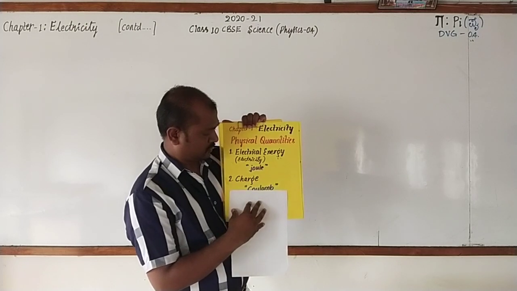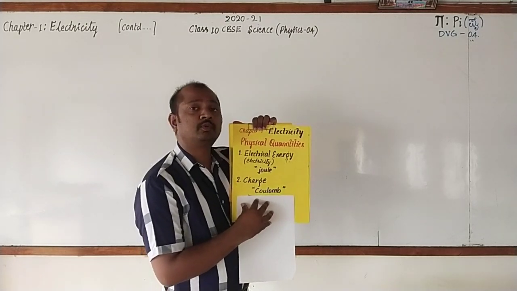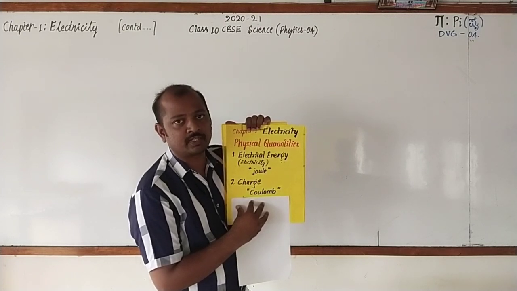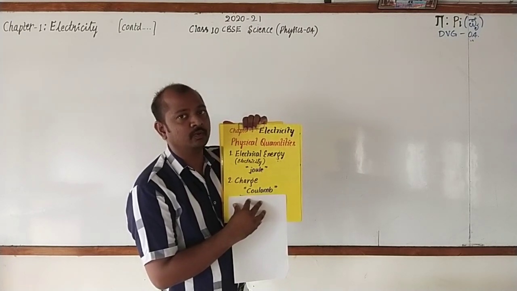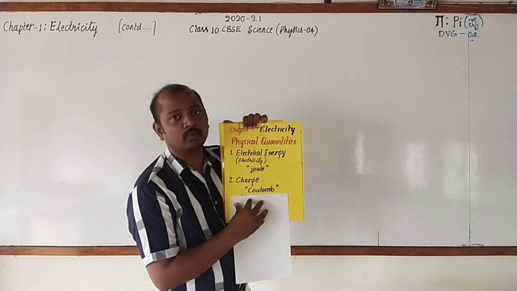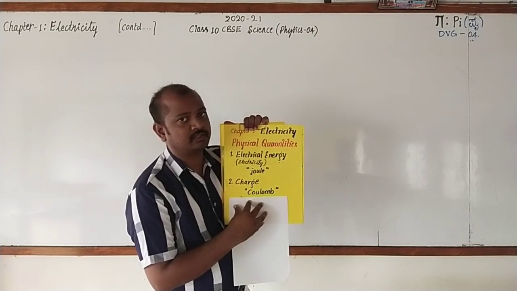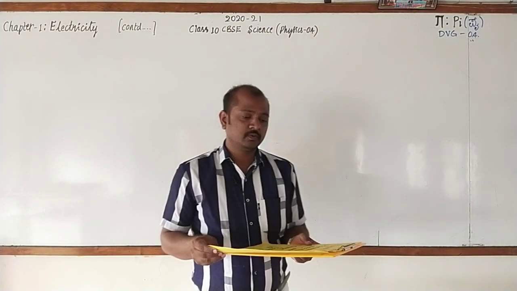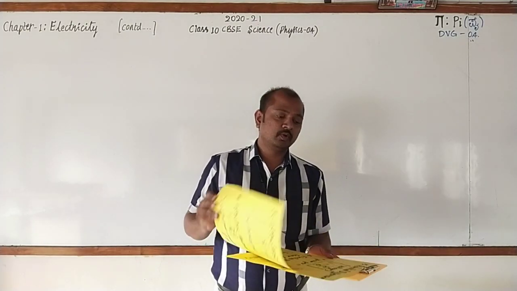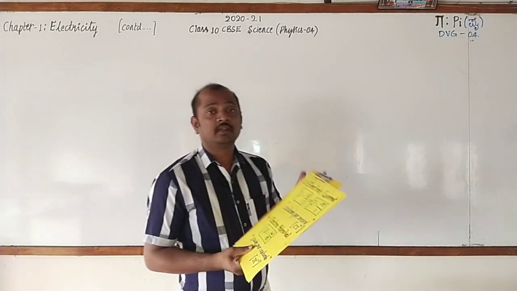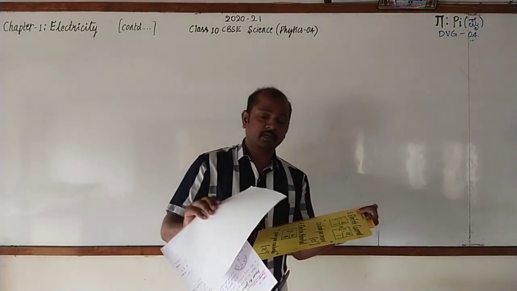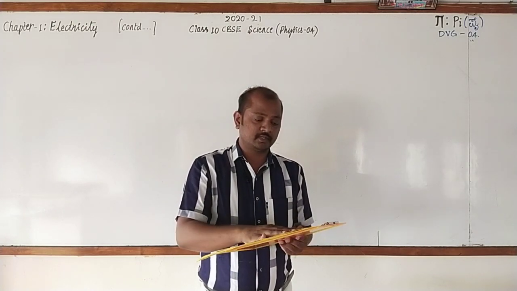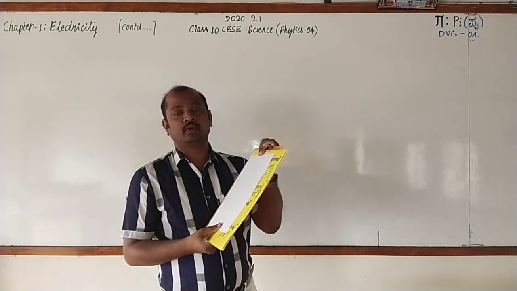It is coulomb. Then the total number of charged particles present in a body is called the quantity of charge, denoted by the symbol Q, and the formula is Q equal to N into E, right? Then could you tell how many charged particles will represent 1 coulomb? There are 6.25 into 10 raised to the power 18 electron charges, that is equal to 1 coulomb.